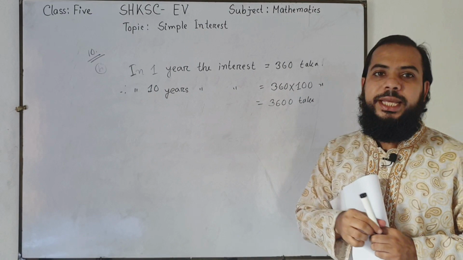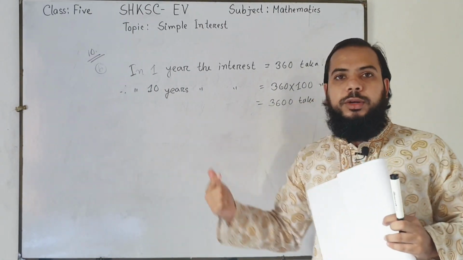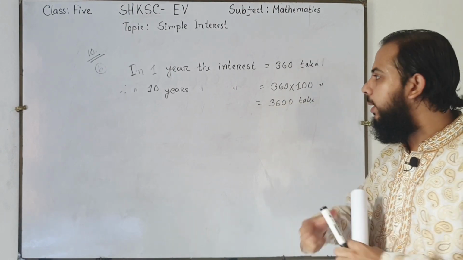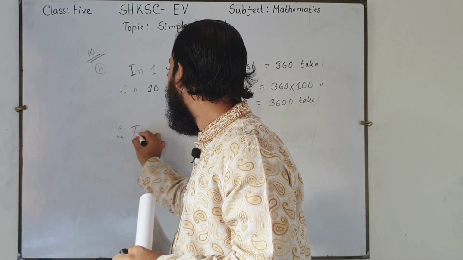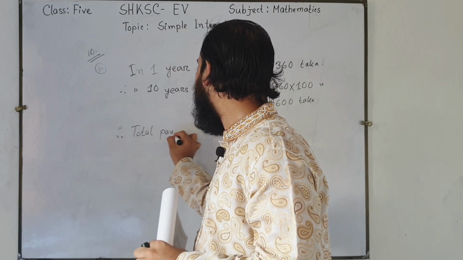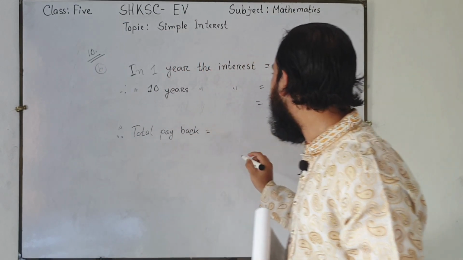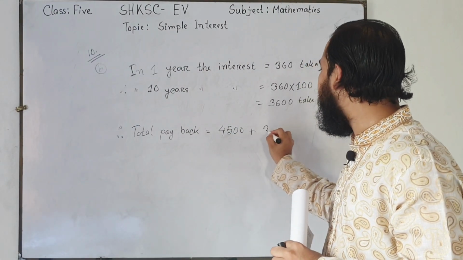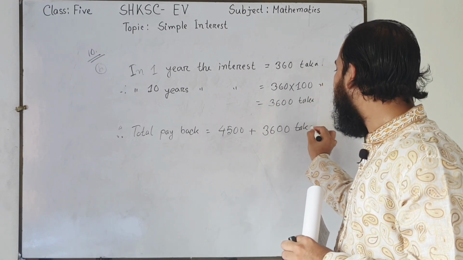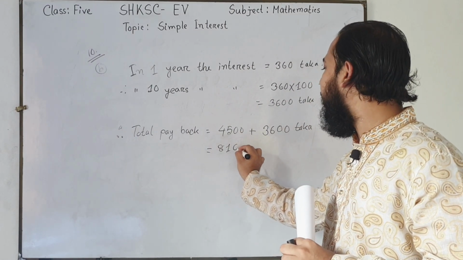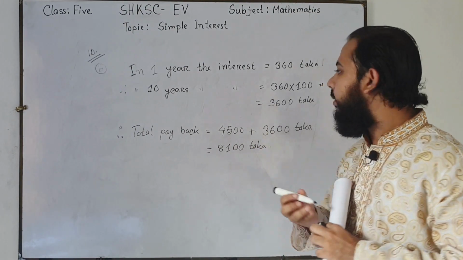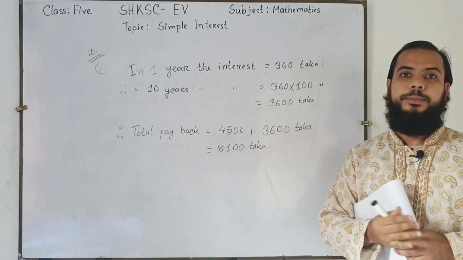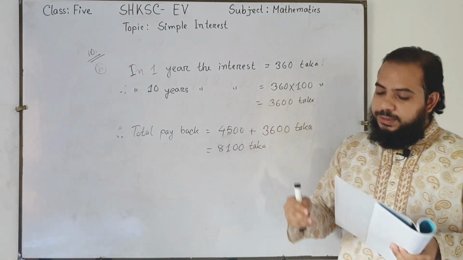Now, what amount did he borrow? He borrowed 4,500 taka and he has to pay an extra 3,600 taka. So the total payback will be 4,500 taka, which was borrowed, that principal amount, and this 3,600 taka. So in total he has to pay 8,100 taka. So this is the answer. After 10 years he has to pay 8,100 taka. All right, this is the answer of number B.